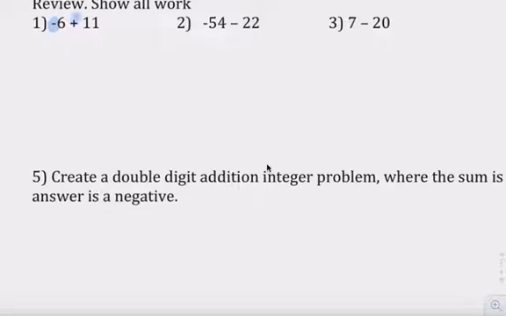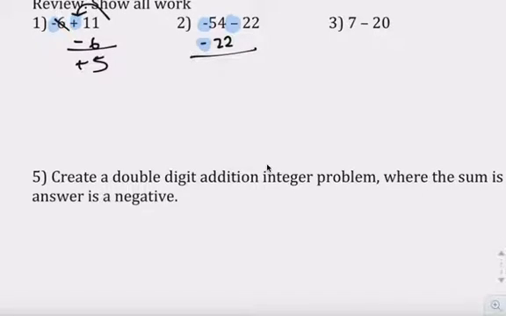One negative and one positive, you subtract. So 11 minus 6 gets you 5 positive because the bigger number is positive. Okay, you got 2 negatives here. You add 2 negatives. You add them.